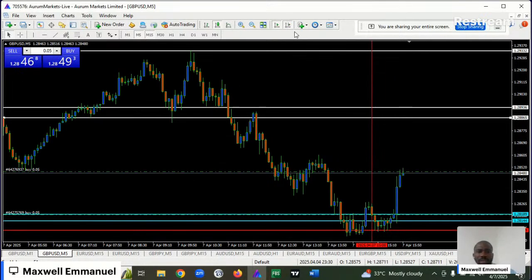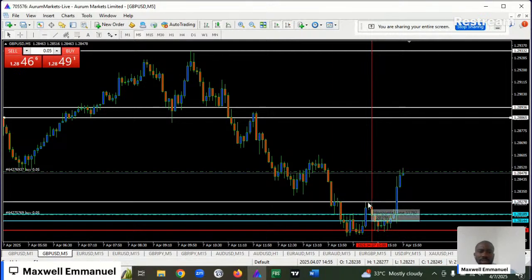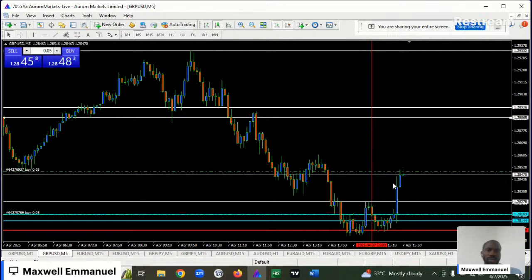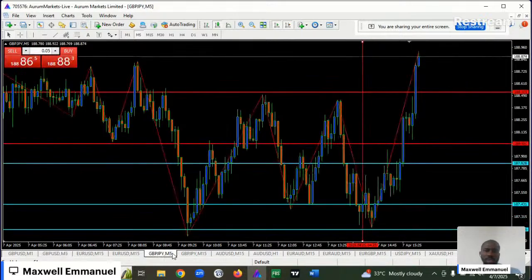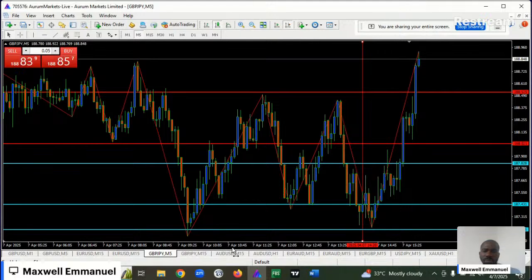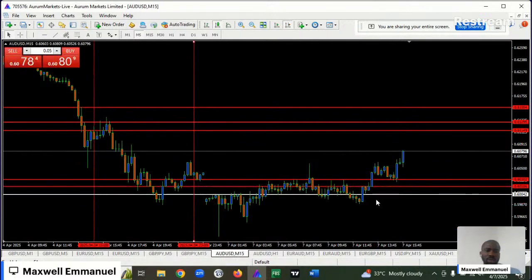Let's see, 5 minutes. So you can see a shift in market structure has occurred here on the 5-minute time frame. I hope that is clear. So let's do the instruments. GJ, like I said, is bullish. Australian dollar USD also bullish.